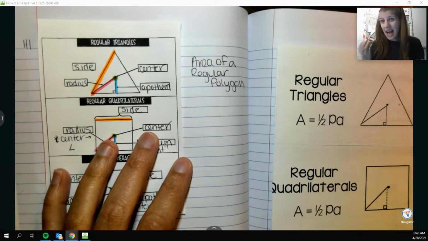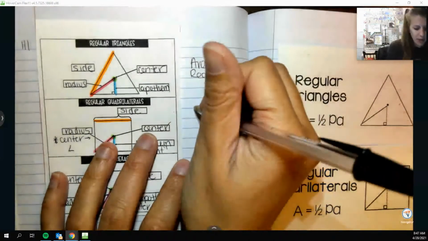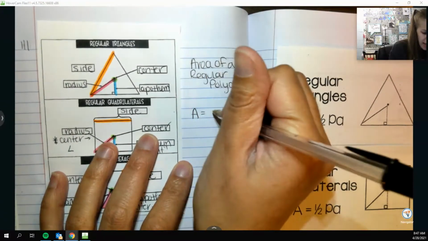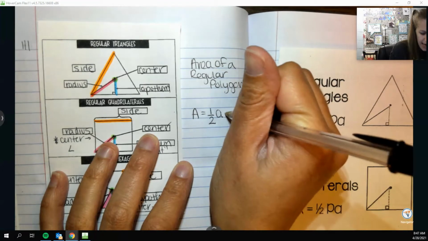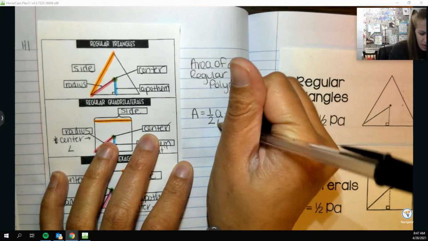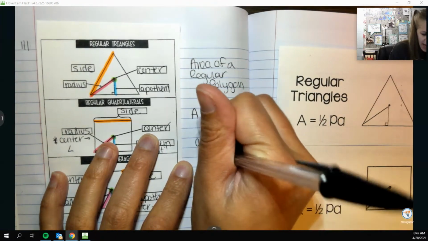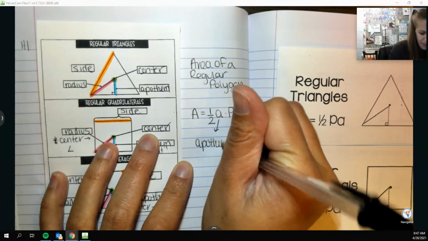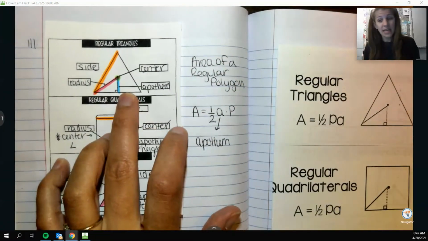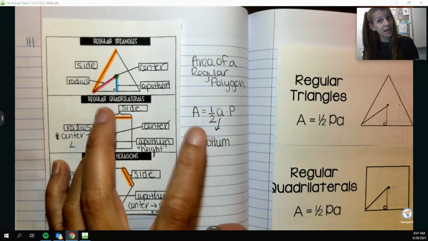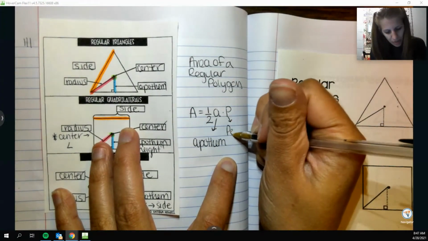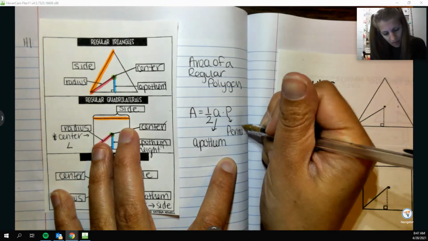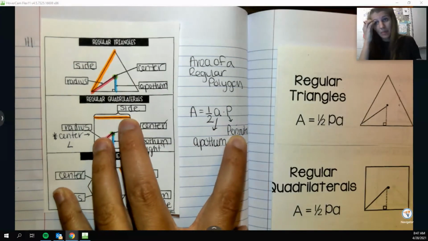But what ends up happening is you come up with this formula: area equals half AP, where A stands for that apothem, which is why I need to know what it is, where it is, how I find it. And P stands for perimeter, which is why it's important that we talked about perimeter again.